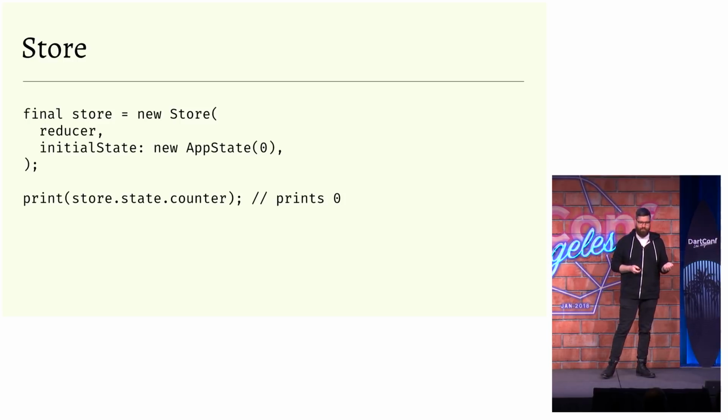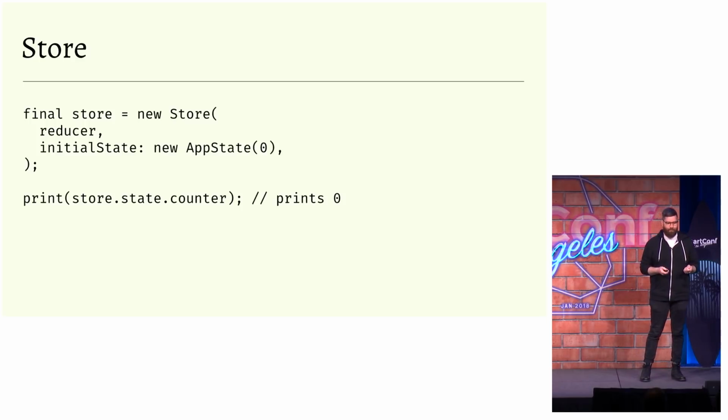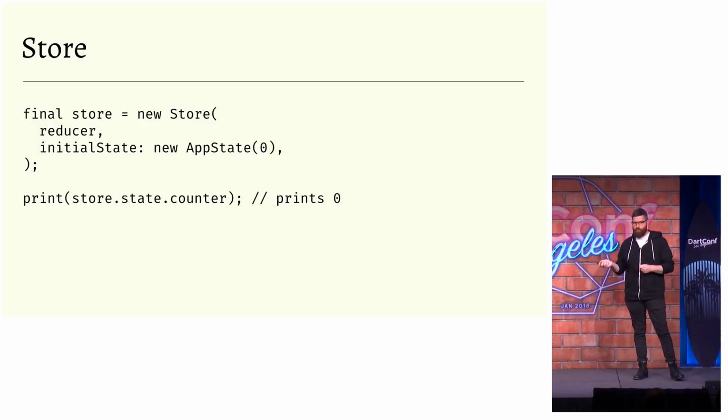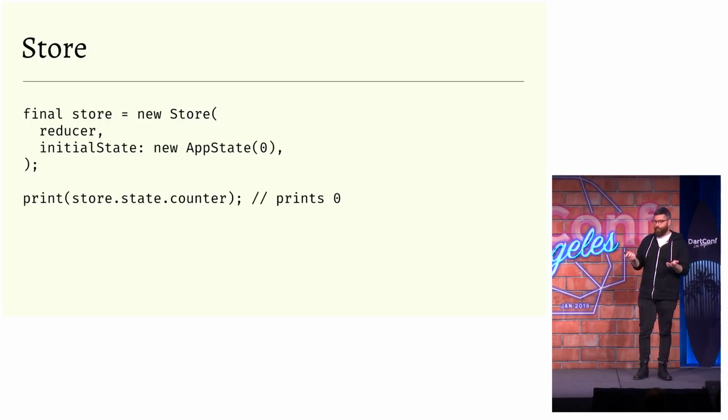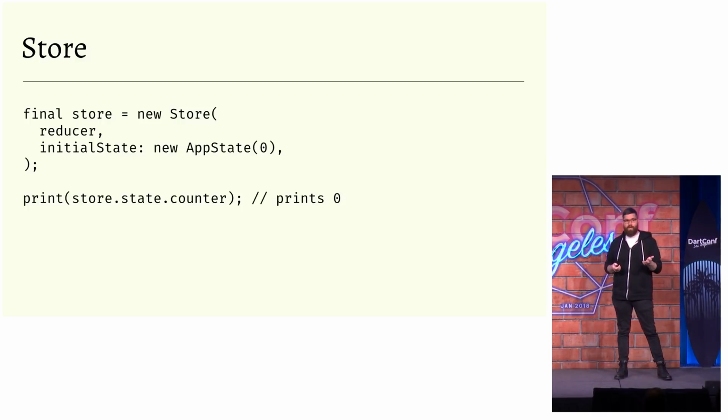And then we tie all this together with the store. So the store itself just takes in one required parameter, which is the reducer, and you can optionally provide an initial state. And so what we can do with this is then we can immediately create the store and start using it. And so we can just actually immediately print out the store's state. In this case, we just want to print out the counter. Since we're initializing it with a counter of 0, it'll print that.